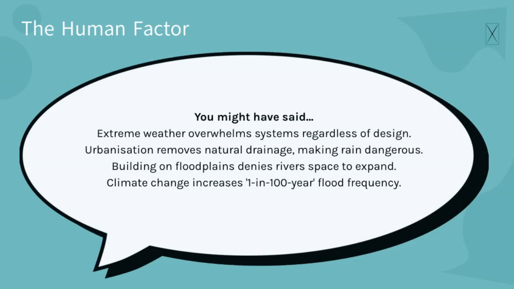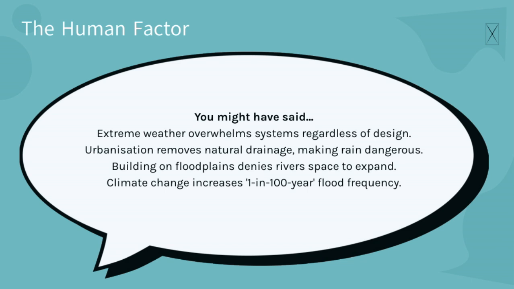You might have said that extreme weather is the more significant cause because intense rainfall can overwhelm rivers and drainage systems, even in places with good planning. That is a valid argument. You might also have said that urbanization is more significant because building on floodplains removes natural drainage and puts people directly in harm's way. That is also a valid argument. You might have argued that building over natural floodplains denies rivers the space they need to expand during high-flow events. Again, that is a strong geographical point.